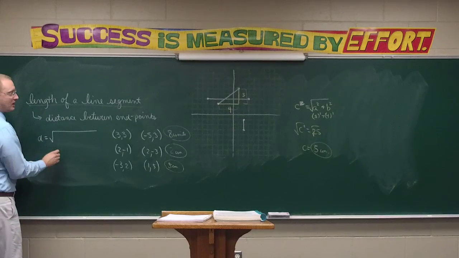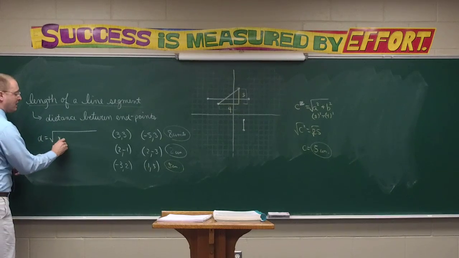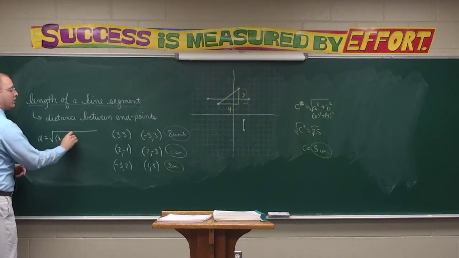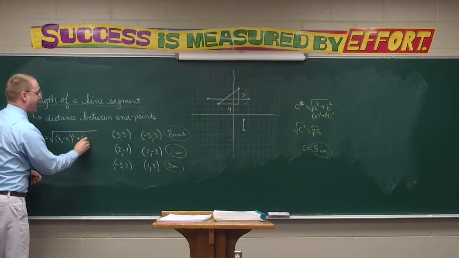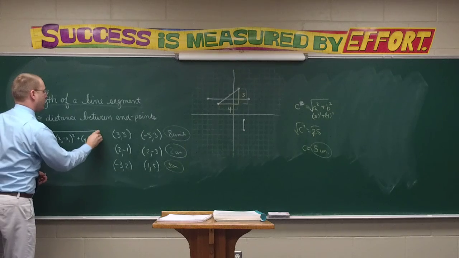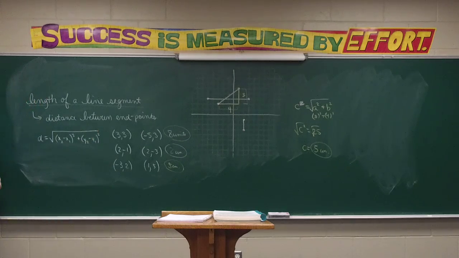But a might be, for instance, the run, the x2 minus x1 squared. And the b squared could be, for instance, the rise, the y2 minus y1 squared. So instead of making a fraction out of the slope, we would square the rise, square the run, add them, take the square root. And this is the next formula for you to memorize from this section.